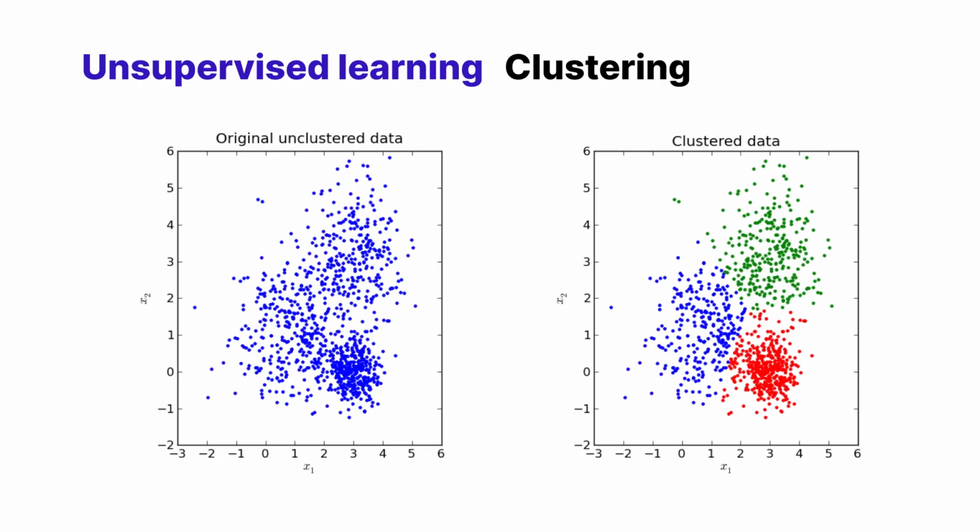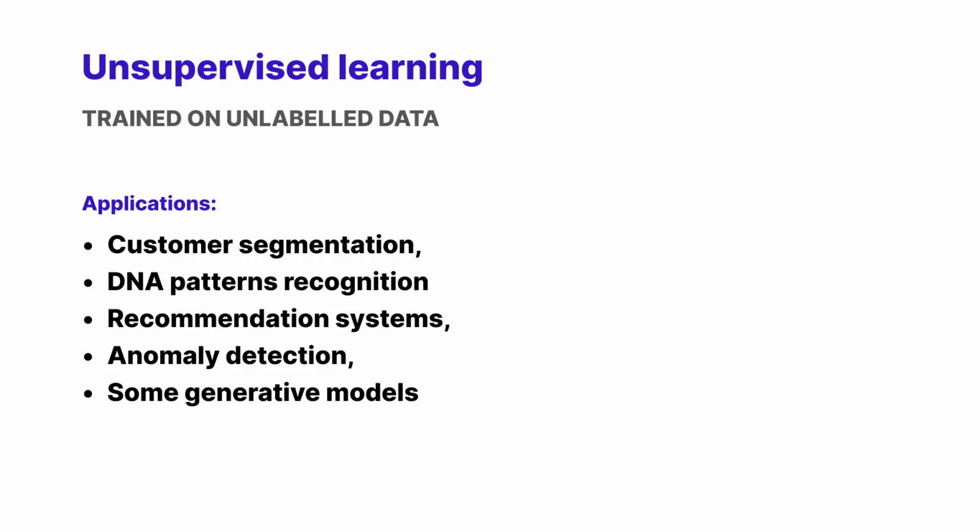As you can see on the picture now, you can train your model on unlabeled data, and this model will be able to define patterns. So in this picture, the model defined different clusters of data. Although we haven't told the model that there are different clusters, but it was able to define them. This can be used for customer segmentations, for example, or to detect patterns in DNA, or to produce recommendations. So it is used in the recommendation systems.